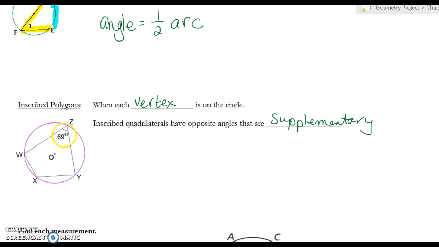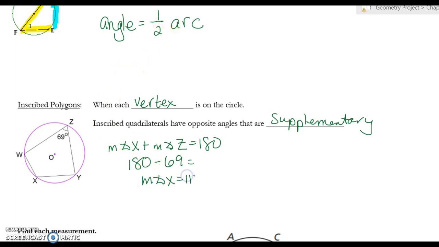So I know that the measure of angle x plus the measure of angle z has to equal 180. So that means I could do 180 minus 69. And so I'm going to get 111, I believe. Let's just double check. Oops, I'll close my calculator. So 180 minus 69. Yep, 111. So that means the measure of angle x has to be 111.